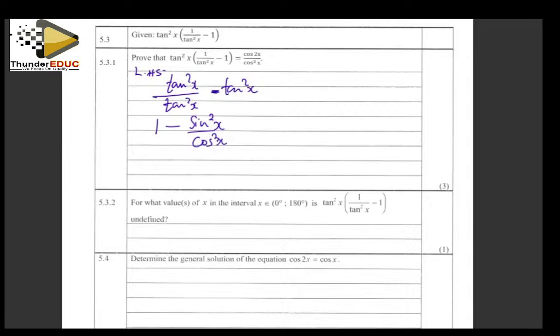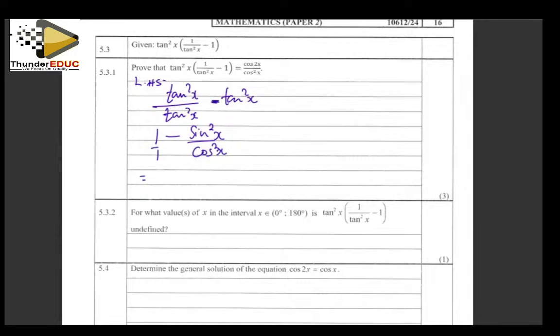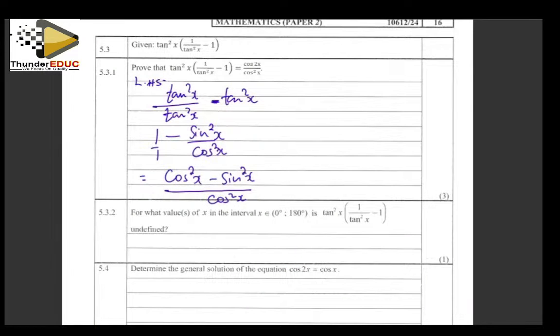Do the cross multiplication, find the LCM. So that's going to be cos squared x minus sine squared x over cos squared x. I know that cos 2x is the same as cos squared minus sine squared. So automatically I have my cos 2x over cos squared x, which is equal to the right-hand side. It's 3 marks, which means it was just a bit straightforward.